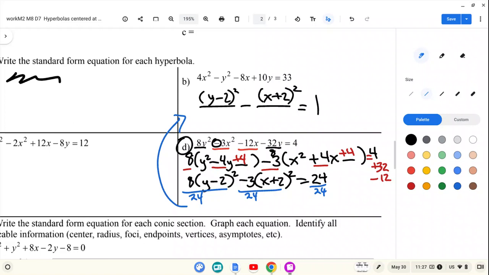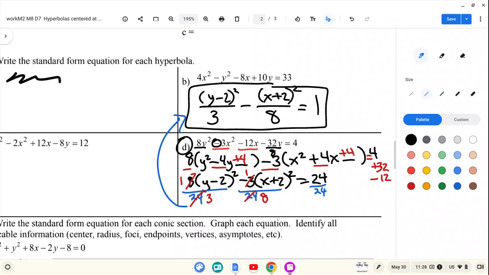And now my 8 and my 24 reduce. 8 goes in there once. 8 goes in there 3 times. And the 3 and the 24 reduce. 3 in there once. 3 in there 8 times. So the denominator here on the first fraction is 3 and the second one is 8.